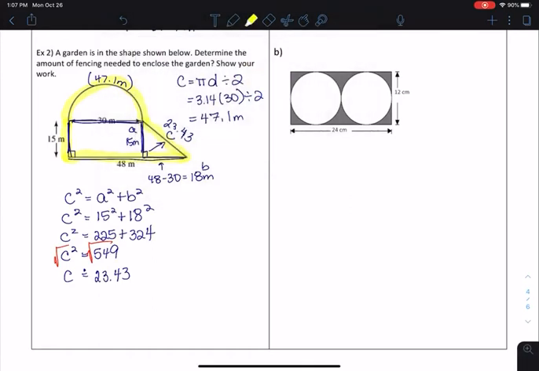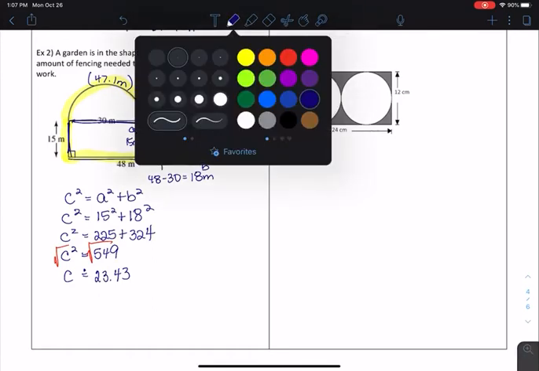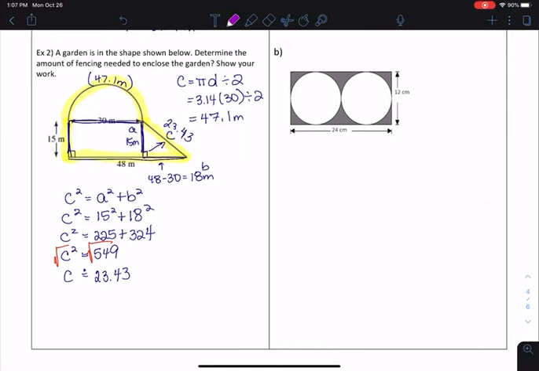So I'm going to walk around the outside. I'll do that in purple. I'll start in this corner. First I have 48 across. The perimeter is equal to 48, and then I have the diagonal here, which is 23.43. Then I have this semicircle, plus 47.1. And then I have 15 plus 15. Notice I didn't include the 30 in the middle. Adding that all up in my calculator.